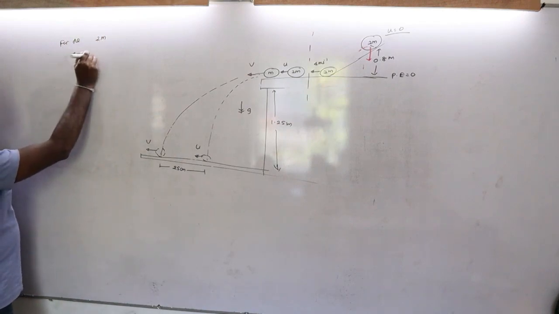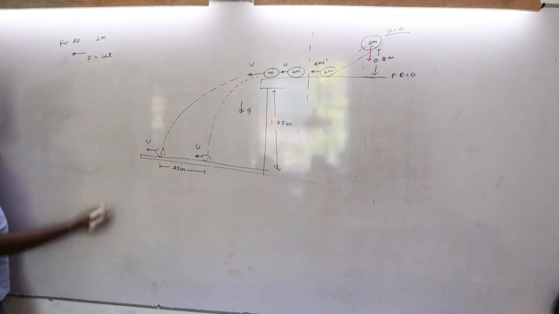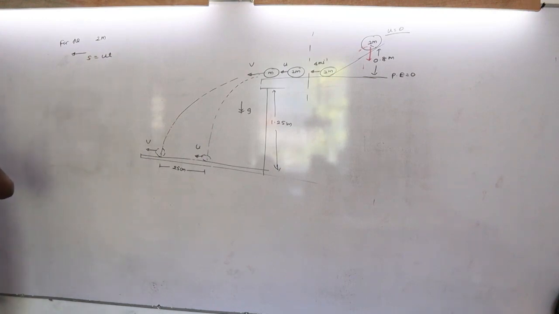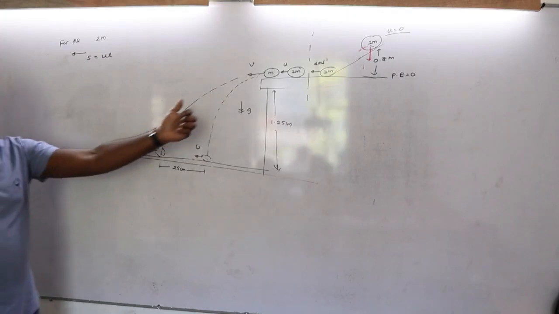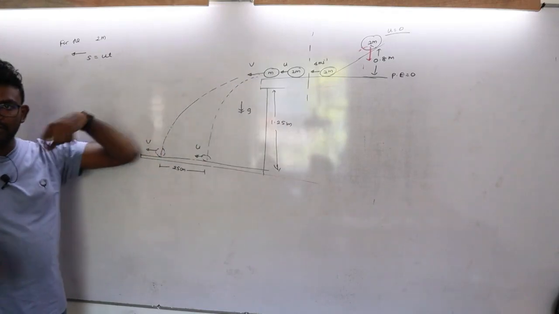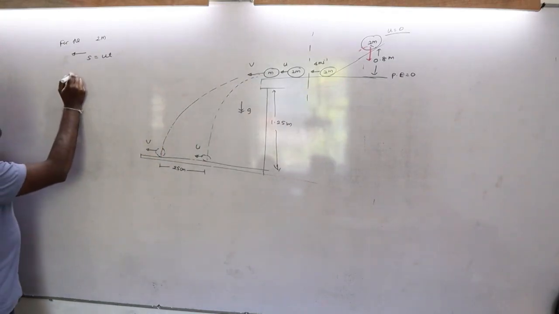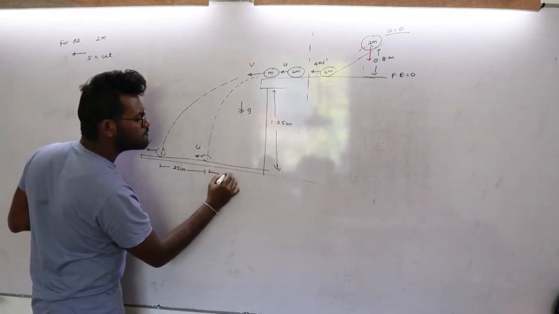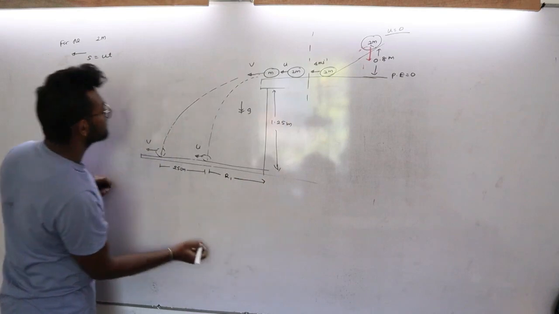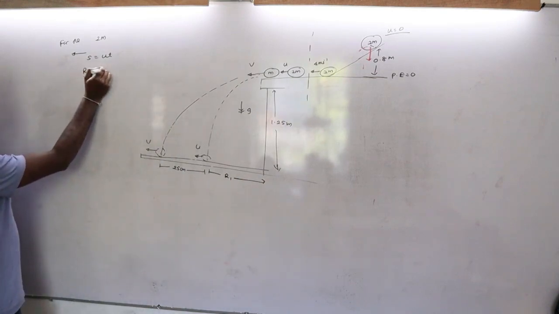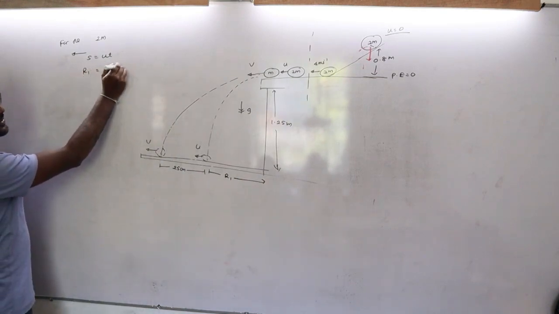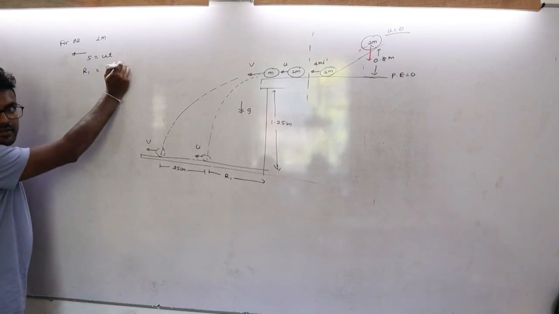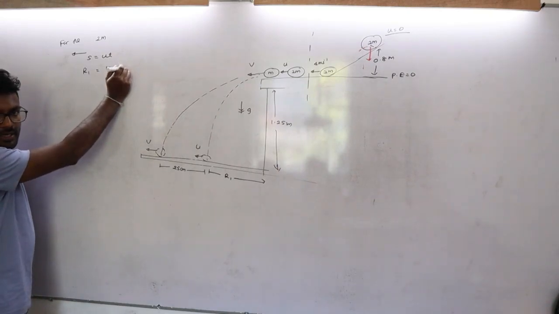Okay. So what we can do, we can put, let me write it above, for the 2m to this side, s equals ut. Why s equals ut? Because it is moving with a constant velocity, right? The velocity doesn't change. Okay, so that will be what? Let me put here r1. Okay, so r1 is equal to what? U times t. What's the t? Time taken.